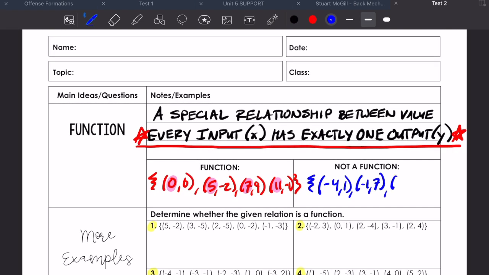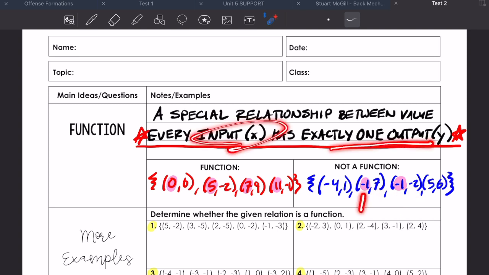I have -1 and -2, and 5 and 6. So I have those 4 ordered pairs in this relationship. But as you can see, I have 2 x values, or 2 inputs, that give me 2 different outputs. So I can't input -1, get 7, and input -1 and get -2. In order to be a function, every input has exactly one output. So every x value can only have one y value. Since I've got repetitive x values there, that means this is not a function.